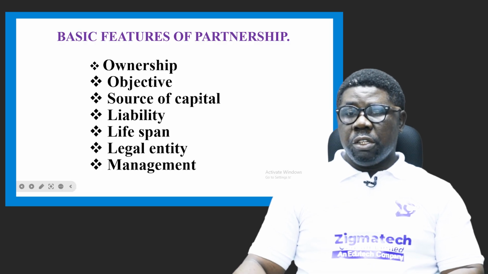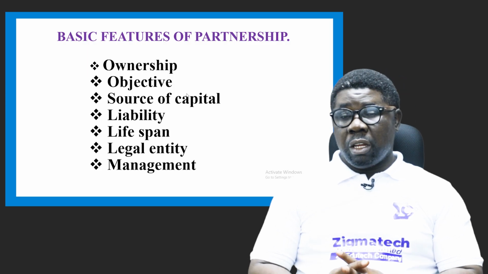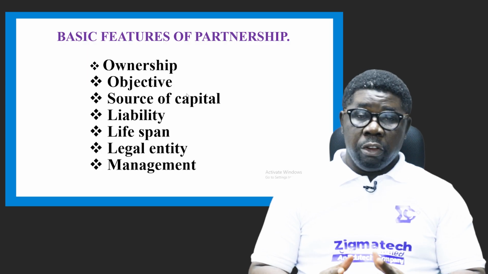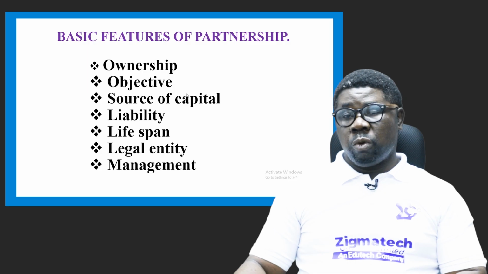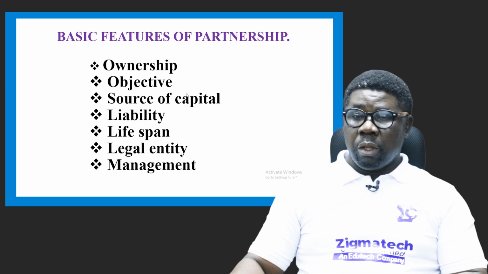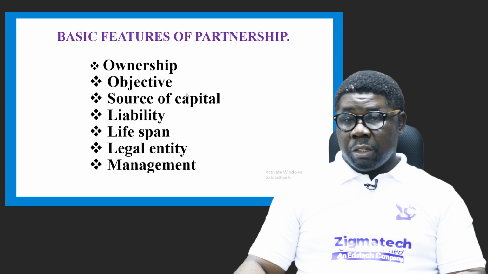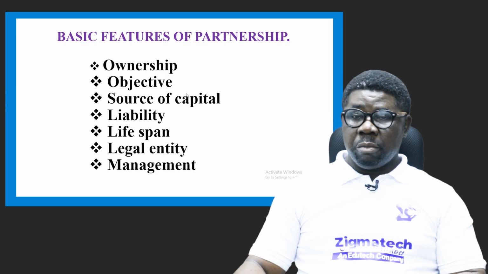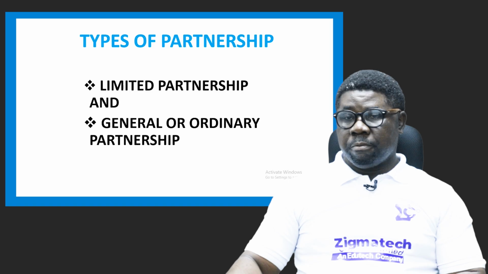So the list here is the basic features of a partnership. What makes it a partnership business? When you see these features, you know that it relates to a business called partnership. Number 1 is ownership. Then we have objectives, source of capital, legal liabilities, then lifespan, legal entity, and the management. These are explained a little bit further.